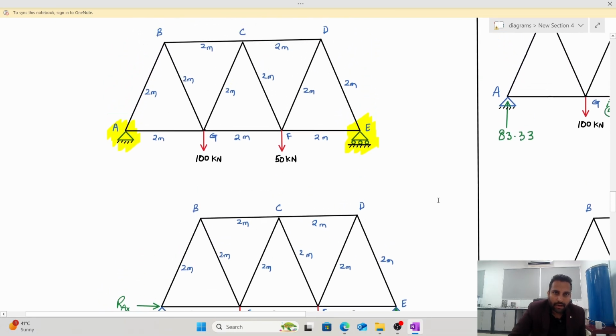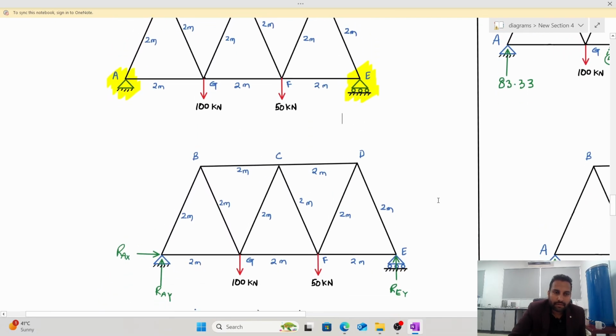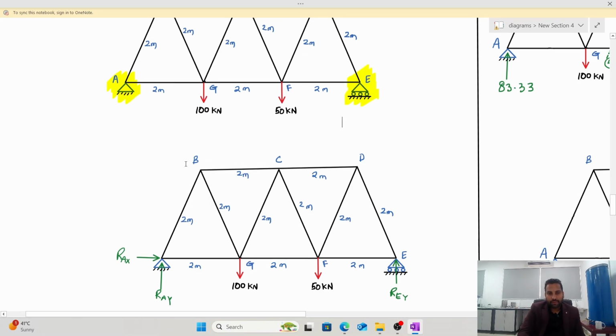Now, here see, since it is a hinge, you will have a vertical reaction and horizontal reaction, and since it is a roller, you will only have a vertical reaction. Roller cannot take a horizontal reaction. So, I have plotted this, but there is no point of plotting this horizontal reaction since there are no forces in horizontal direction. If there is, then I will take. As of now, there are no forces in horizontal direction.